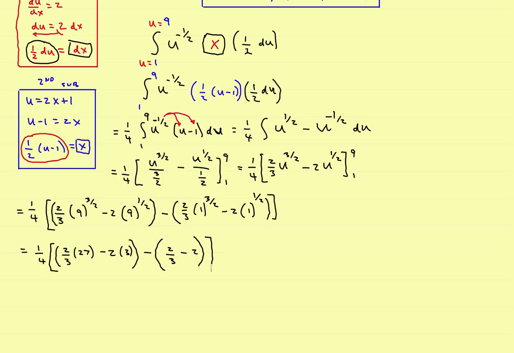So you've got that. Now we'll go ahead and simplify this a little bit. This is going to become 1/4 of, now 3 goes into 27 9 times, 2 would be 18, minus 2 times 3 would be 6, so there's the first one, and then minus, and think of this as being 2/3 minus, and 2 is 6/3, so this would be like having 2/3 minus 6/3.